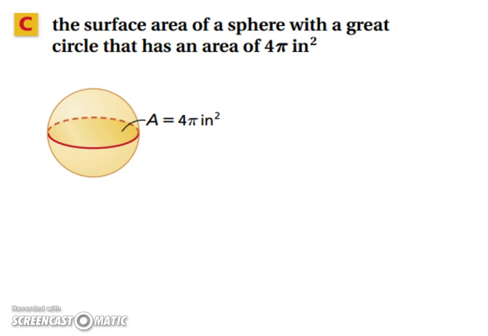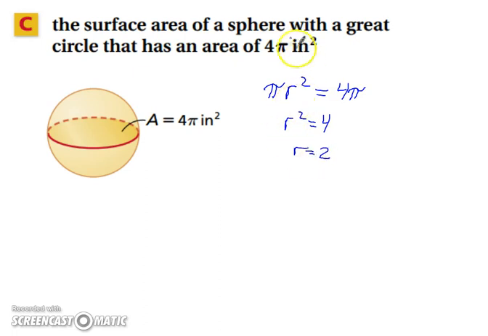Just like in our previous example, we want to find out what r is. The area of a circle is pi r squared. So the area of a simple circle is pi r squared. Now, pi r squared is going to equal this 4 pi inches squared. And then we want to solve for r. So we can divide by pi on both sides. So we're left with r squared equals 4. And then the square root of 4 is 2. So our radius is 2 inches.